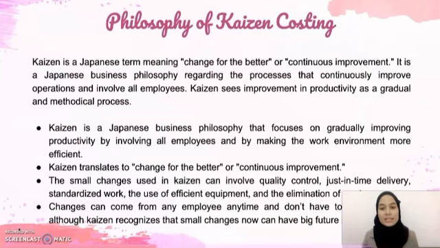Kaizen is a Japanese business philosophy that focuses on gradually improving productivity by involving all employees and making the work environment more efficient. Kaizen also translates to change for the better or continuous improvement. The small changes used in Kaizen can involve quality control, just-in-time delivery, standardized work, the use of efficient equipment, and the elimination of waste. The changes can come from any employee anytime and don't have to happen slowly, although Kaizen recognizes that small changes now can have big future impacts.